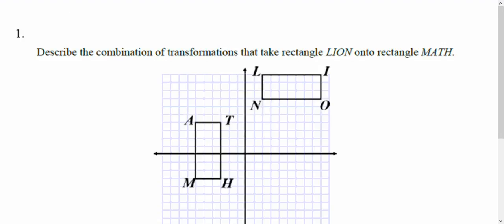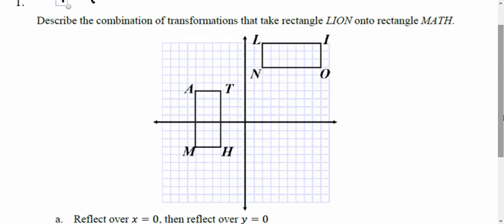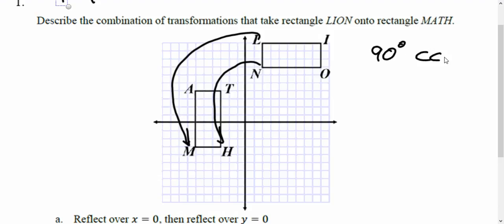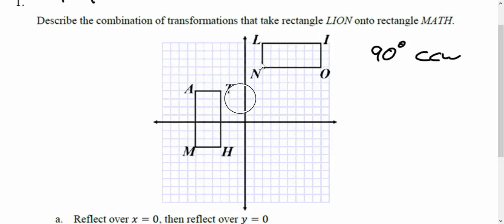So this first question comes from Framework 1. Describe the combinations of transformations that take rectangle LION onto MATH. So L maps to M, N down to H. That's enough to see that it's a 90-degree counterclockwise rotation. So let's start with that and then see if there's a translation that also needs to be done.